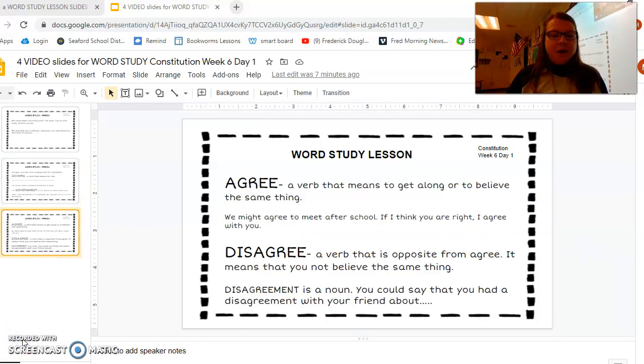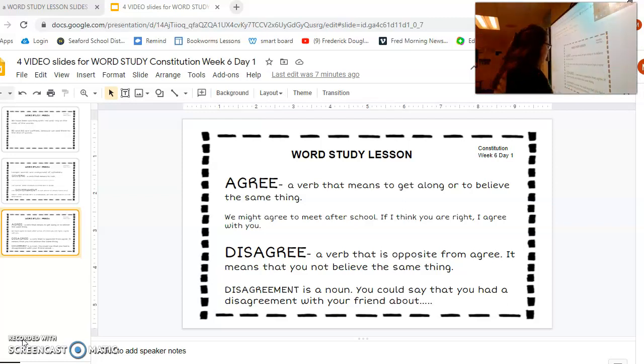The next word that we have is agree. What word? Agree. Very good. Agree is a verb that means to get along or to believe the same thing. So we might agree to meet after school. If I think that you are right, I will agree with you. So agree. Let's see how many syllables we have in the word agree.